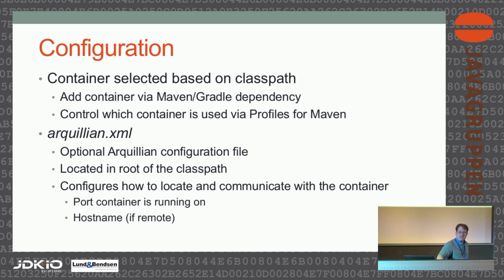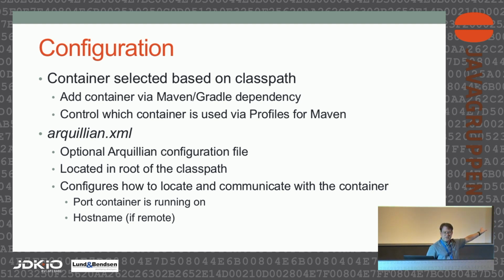Configuration. So as I mentioned previously, the container is selected based upon the class path. So you add the container that you're going to be using for testing using Maven or Gradle, using profiles, of course. So if you're testing multiple application containers, or different versions of the application, you'd use different profiles for that. The main configuration file for Arquillian is arquillian.xml. It goes at the root of the class path, typically in the test class path. And the file is optional. It configures how to communicate with and locate the container, the port the container is running on, the host the container is running on if it's remote, and also serves as the dumping ground for all of the configuration for the extensions that we'll see as I go through the presentation.